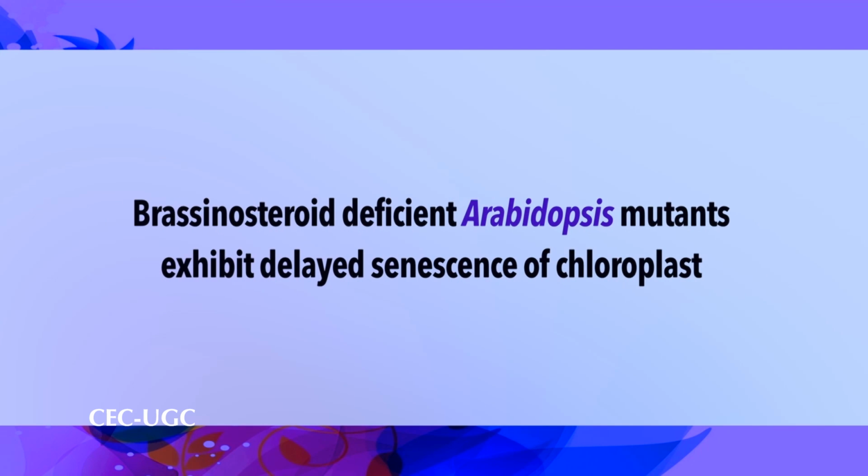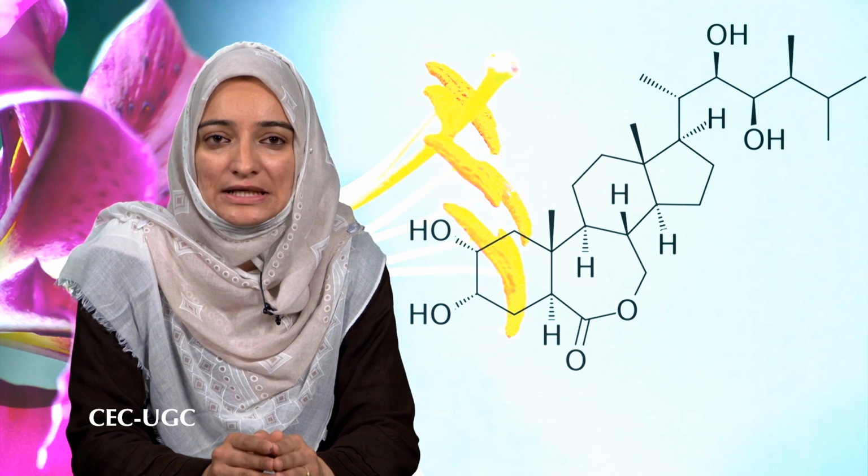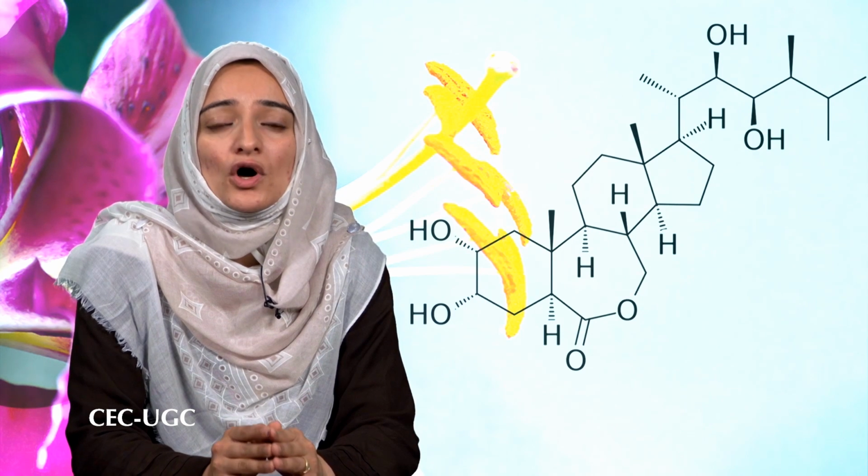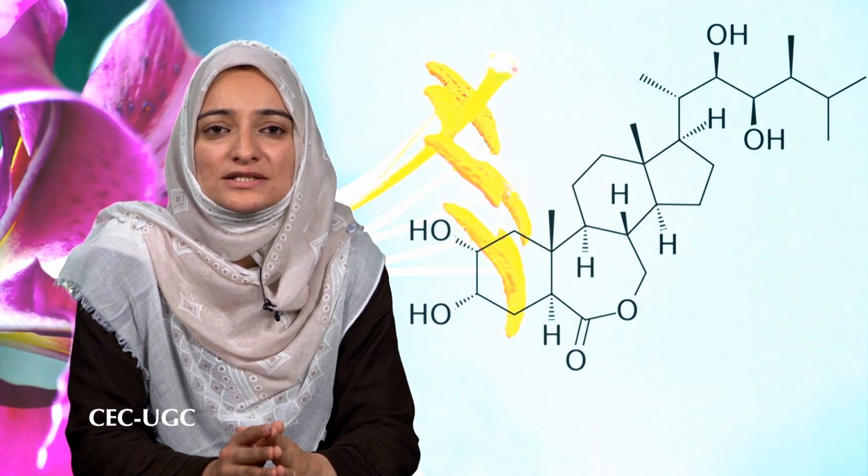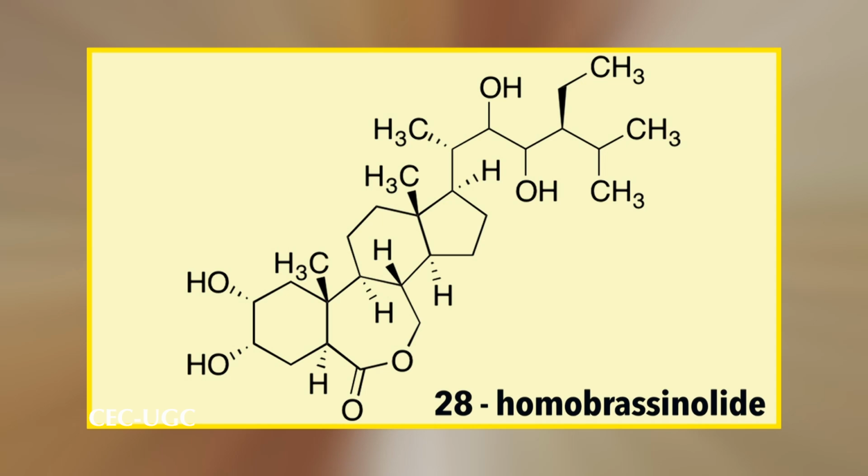Besides, brassinosteroid deficient Arabidopsis mutants exhibit delayed senescence of chloroplast. Similarly, the senescence of the leaves of mung bean and mustard was delayed if supplied with 28-homobrassinolide at early stage of growth due to chlorophyll biosynthesis.